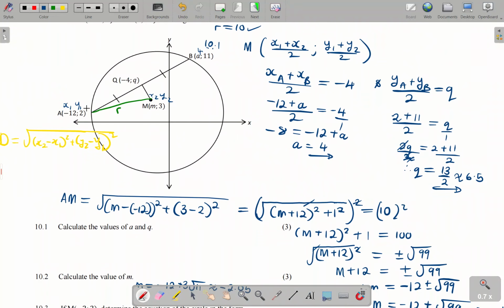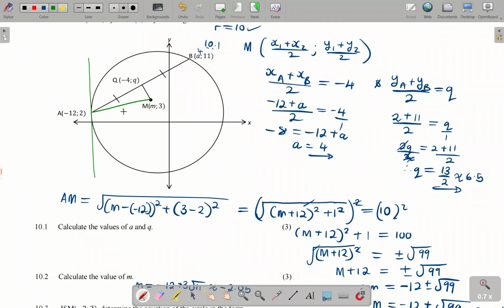Now determine the equation of a tangent to the circle at point A. So you have a tangent at point A. Let me picture this for you. Hey, that's not a tangent. Let me just erase this. So the equation of the tangent, guys, I'm just going to picture it for you. It has to be more like that. You see, that's a tangent.